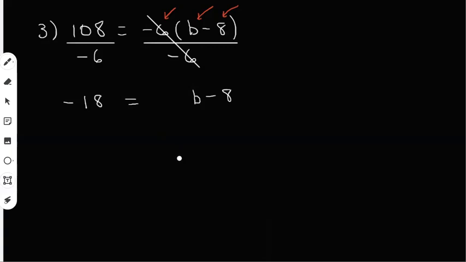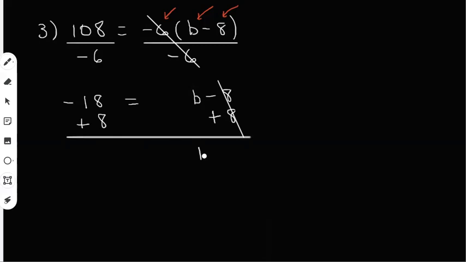All right, so the last thing I need to do is get rid of this -8 on this side. And the way I do that is by doing the opposite of subtraction. I'm going to add 8 to both sides. So I add 8 to both sides. When I do that, the -8 and the +8 over here are going to be canceled out. They're going to give me 0.